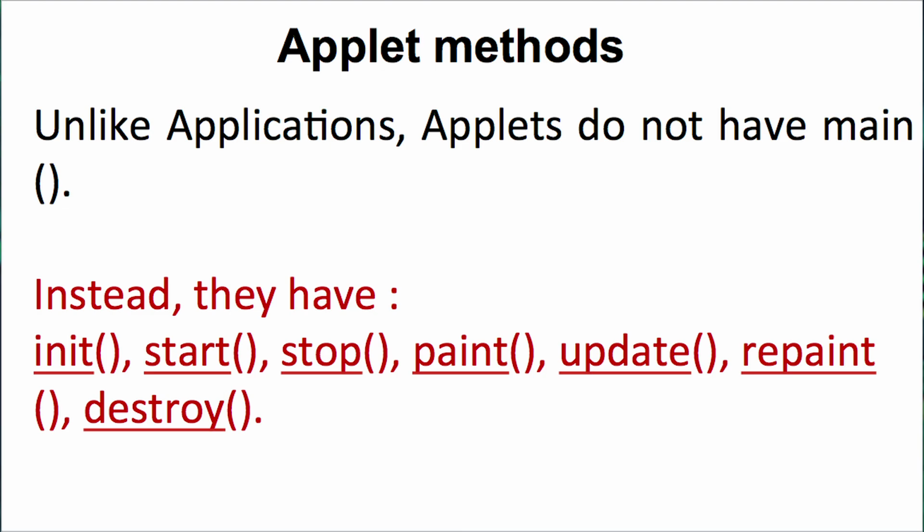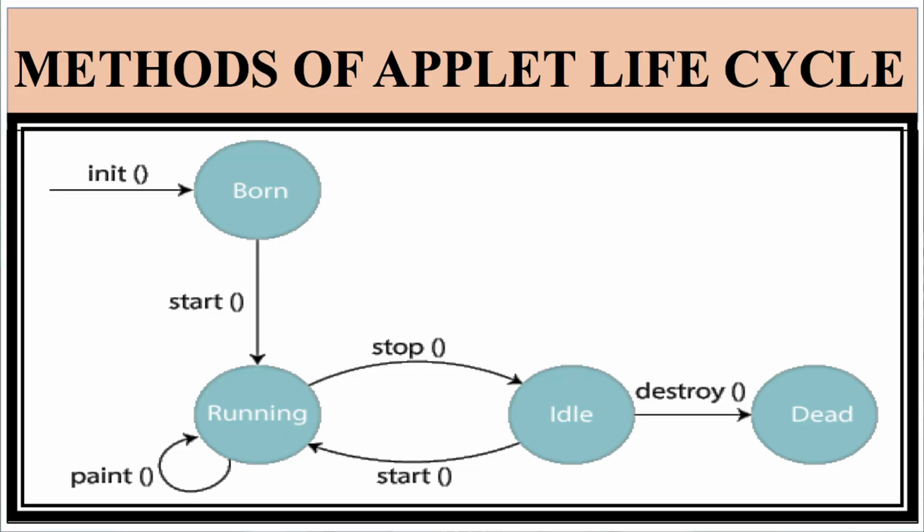Now, there are different methods which can be used in a Java applet. Unlike an application, an applet does not have a main method, while in traditional Java programming we always write the main function. In a Java applet we can use the init, start, stop, paint, update, repaint and destroy functions. These are the commonly used functions of a Java applet. When we use all these functions, we can describe the applet life cycle.